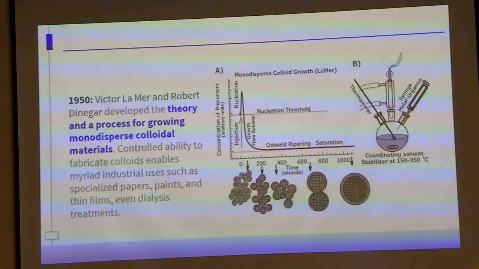According to Victor LaMer and Robert, they developed a theory, and according to the theory, they were able to explain monodisperse colloidal material. They were able to control the size, not in a very specific way, but up to one limit. Here you see the graph. In the beginning, you have the nucleation, and then with time, the saturation happens. The size of the particles, like here, for example, is very small, and then they grow and get bigger.